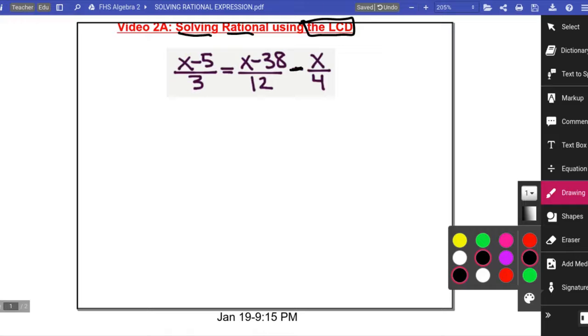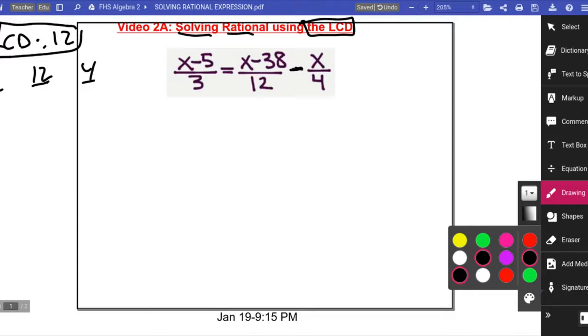So first, let's talk about the LCD. So the LCD for this case right here, you're dealing with the 3, you're dealing with the 12, you're dealing with the 4. I'm asking you what number can divide 3 evenly, can divide 12 evenly, can divide 4 evenly. The LCD here will be 12. 12 can divide 3, 12, and 4 evenly.